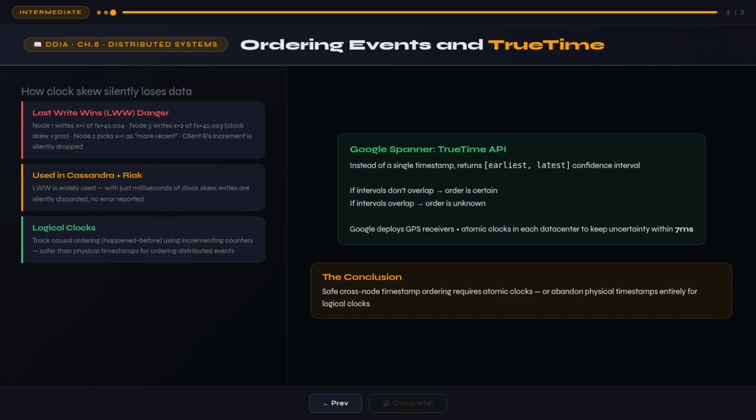If the intervals for two events don't overlap, you know their order with certainty. If they overlap, you don't. To keep the uncertainty small, typically within 7 milliseconds, Google deploys a GPS receiver or atomic clock in each data center. They literally use atomic clocks so their database can safely use timestamps to order distributed transactions. The lesson: ordering events across distributed nodes using timestamps requires either atomic clocks and careful engineering, or abandoning timestamps entirely in favor of logical clocks, counters that track causal relationships rather than wall clock time.